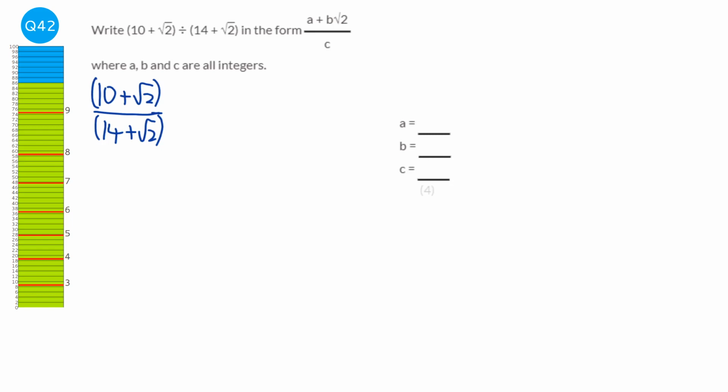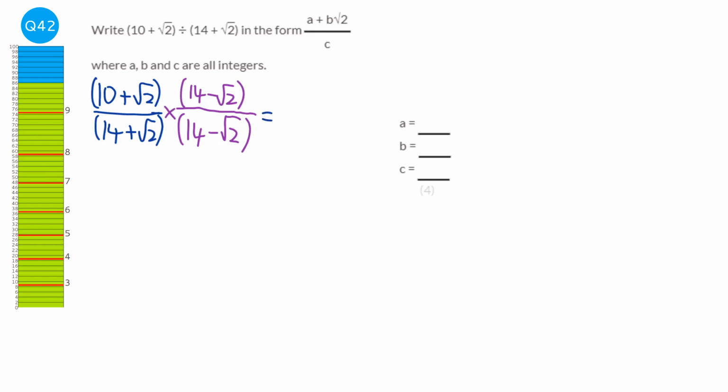And the thing we do is we times it by the opposite bracket. And what I mean by that is if it's 14 plus root 2, we times it by 14 minus root 2. And we've got to do the same to the top. And the reason for that is essentially here all we're doing is we're timesing it by 1, because 14 minus root 2 over 14 minus root 2 is just 1. So we're timesing it by 1, so we're not changing the fraction at all.